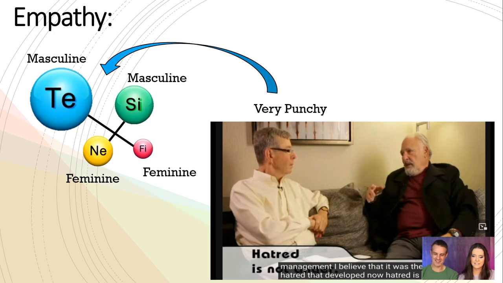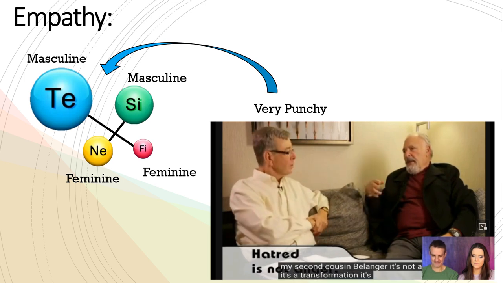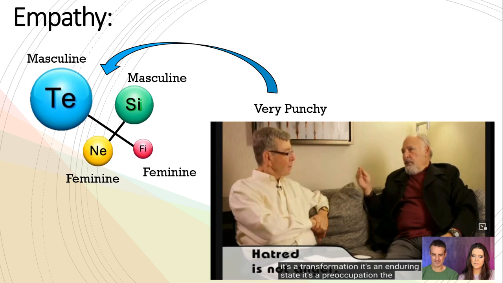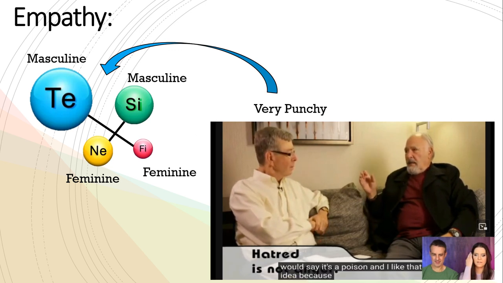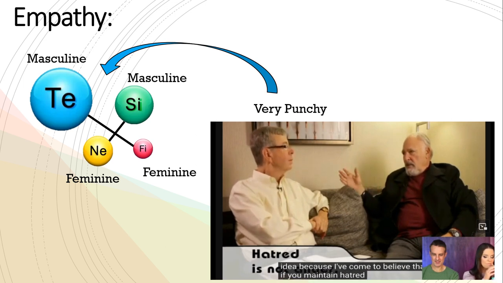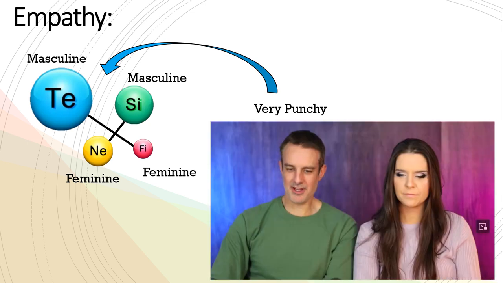Now, hatred is a second cousin of anger. It's not anger. It's a transformation. It's an enduring state. It's a preoccupation. The Buddhists would say it's a poison. And I like that idea because I've come to believe that if you maintain hatred, it is corrosive and will turn you into a hostile personality if you weren't one before.